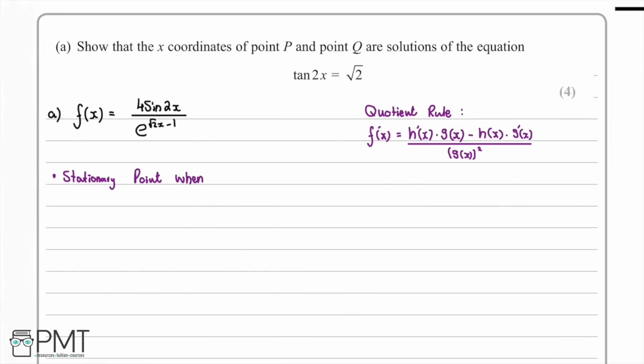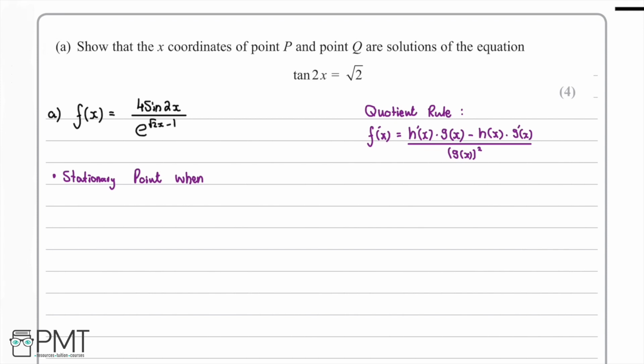For part A of this question, we're asked to show that the x-coordinates of point P and point Q are solutions of the equation tan 2x is equal to root 2. So let's get going with this question. We know f of x is 4 sine 2x over e to the power of root 2 x minus 1. We know that P and Q are turning points, they're maximums and minimums.